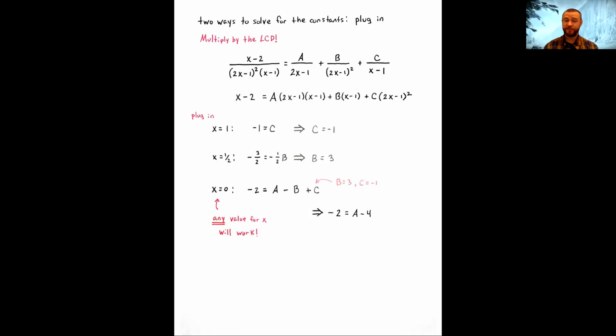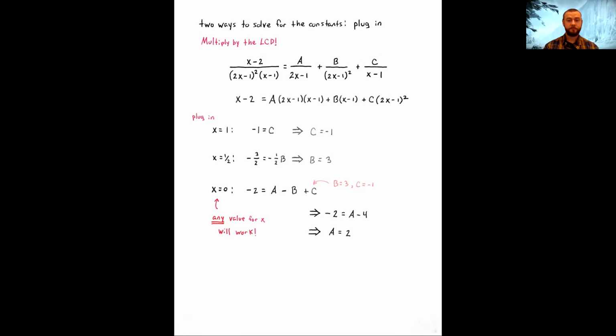So plug in B equals 3, C equals -1, simplify, subtract, add. You should get this equation, which will very quickly solve to give you, long dramatic pause, A equals 2. Okay, so we have all 3 of our values. We have A, B, and C. We now have basically the partial fraction decomposition completely determined.